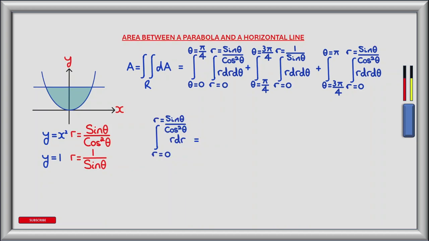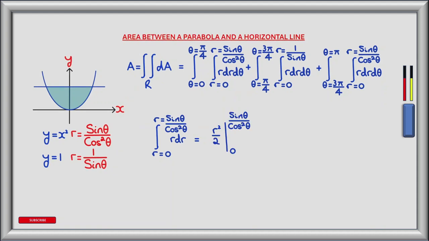We can now start to evaluate the inner integrals. The first of these is the integral from r equals 0 to r equals sine theta divided by cos squared theta, r dr. Using the power rule, the antiderivative of this is r squared divided by 2. And plugging in the limits of integration, we have sine squared theta divided by 2 cos to the power of 4 theta minus 0. And this equals sine squared theta divided by 2 cos to the power of 4 theta.